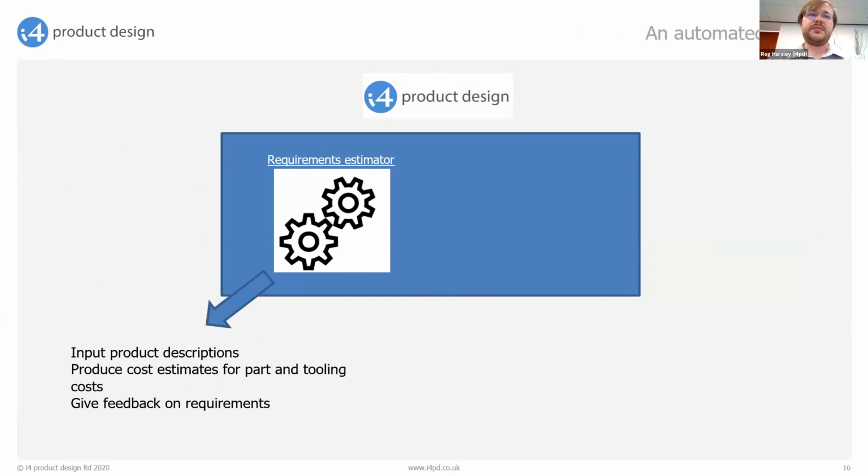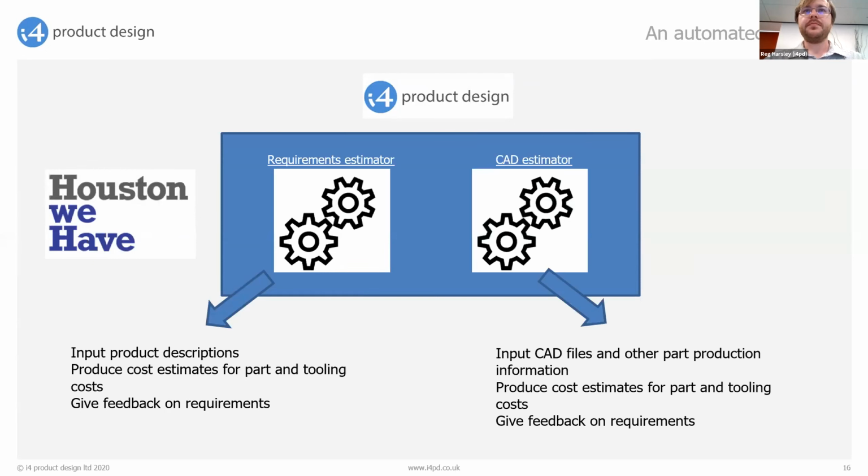For the requirements estimator, we want to input product descriptions in a text-based manner and get some product cost estimates for part and tooling costs, and also get some feedback on requirements. This is where Houston We Have are developing their decision AI tools to help give users feedback and costing on this information.